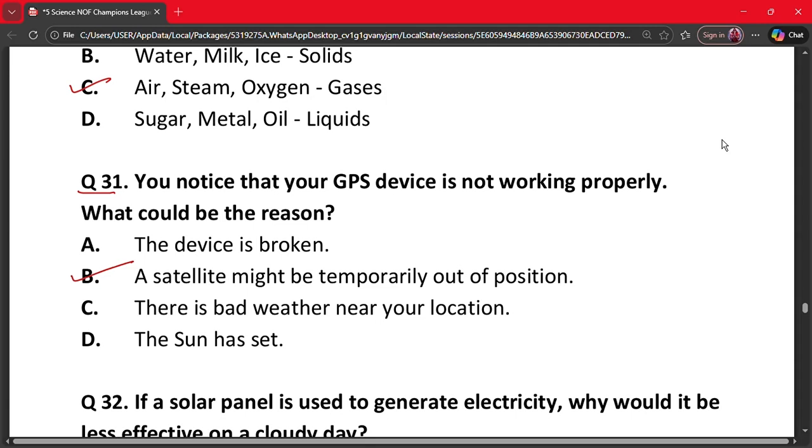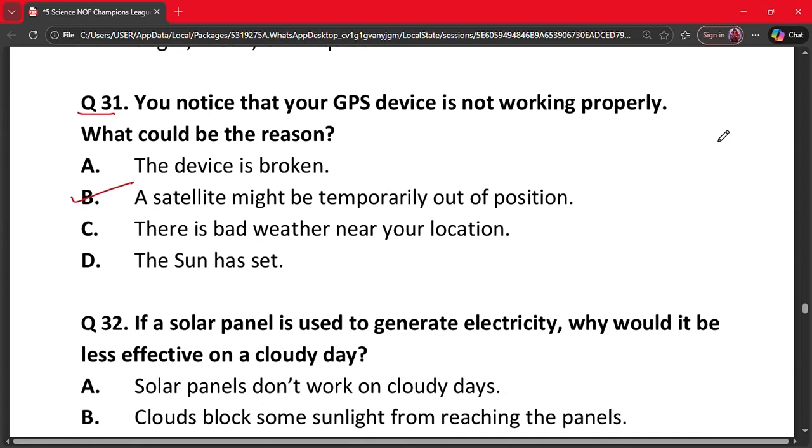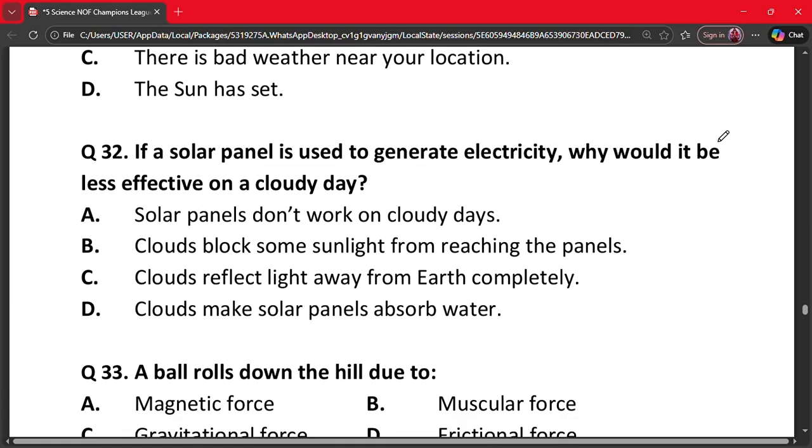If a satellite is off position, signal becomes weak. So the correct answer is option B. Let's move on to the next question. That is question number 32.